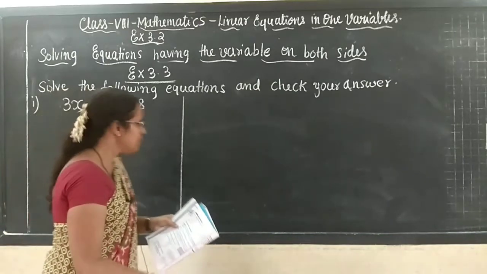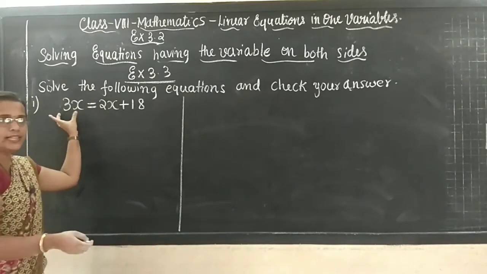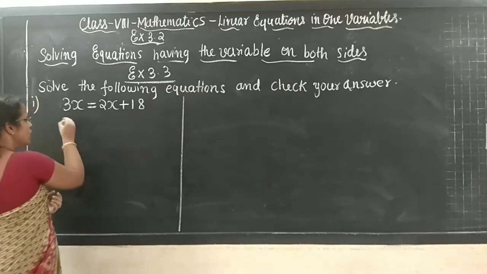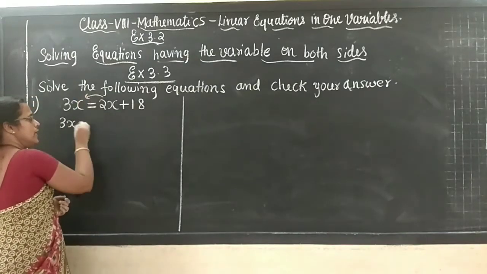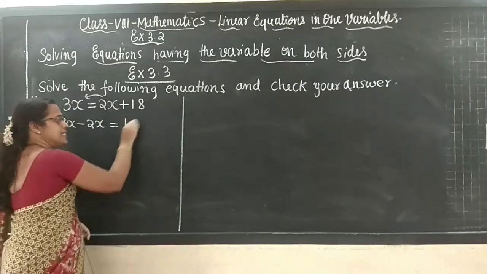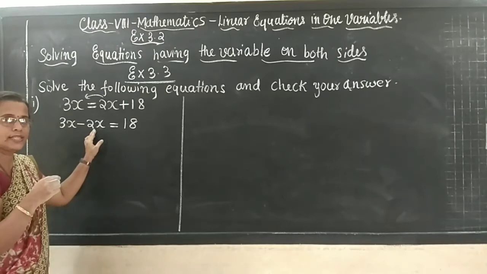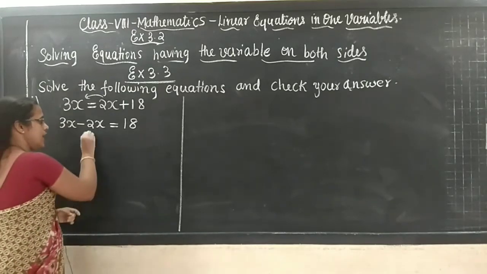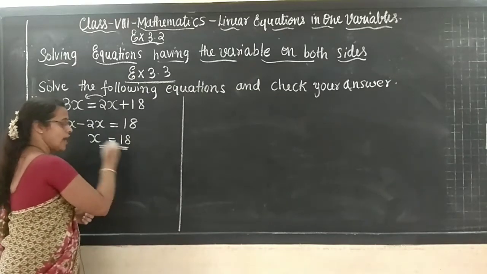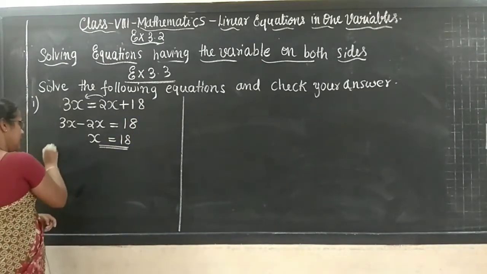See here, our problem is already here, 18, write it as it is, children. So plus 2x on the right hand side becomes minus 2x. 3x minus 2x, 3 minus 2 is 1x, is equal to 18. So the answer is x equals 18. Let us check it.